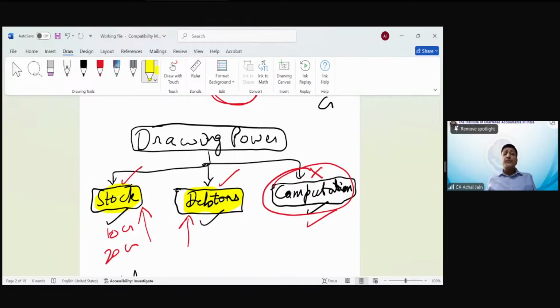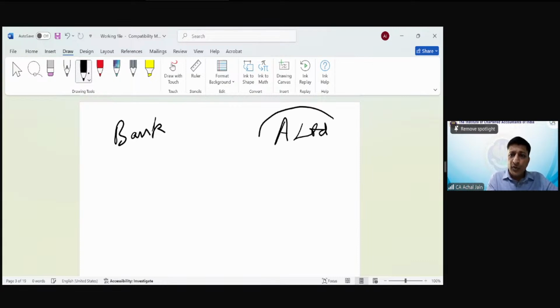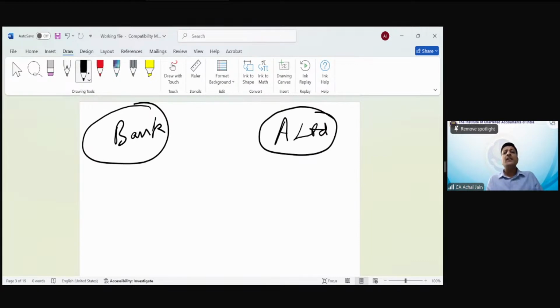Now, there are different ways in which a bank or the customer, so A Limited for us is the customer, they can enter into a contract. Different terms and conditions could be set up between these two parties.